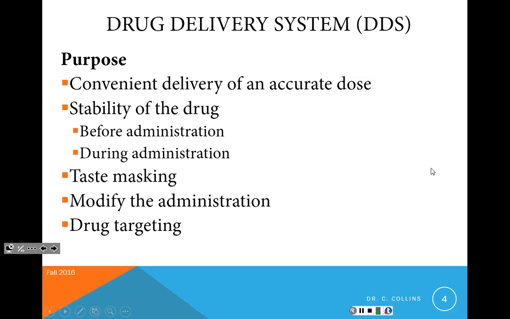You may need to modify the administration, and the future is drug targeting. Right now, when you take something, it pretty much goes everywhere, and you have to give a sufficient quantity such that sufficient amount gets to where it needs to go. But it goes elsewhere. When it goes elsewhere, that's where side effects come from. If we can target it, if it can go just to the site of action that it needs to go to, we can give less drug and have less side effects because it's not going other places, activating other receptors.